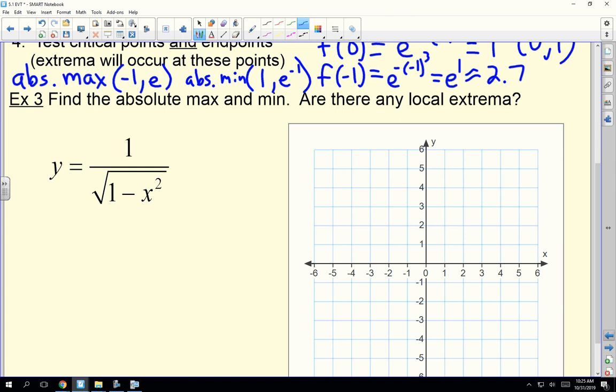Okay. I am going to graph it, just so we have a picture of what this looks like. But then we're going to go through it like we don't have the picture. So here we go, 1 over square root of 1 minus x squared. So just write this down. We're going to find the absolute max and min. By the way, can you use the extreme value theorem on this?